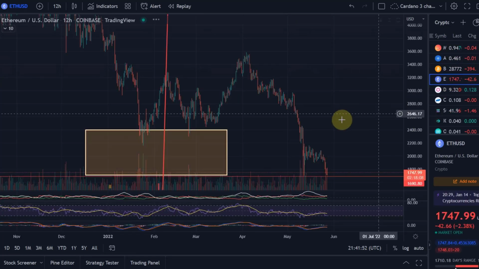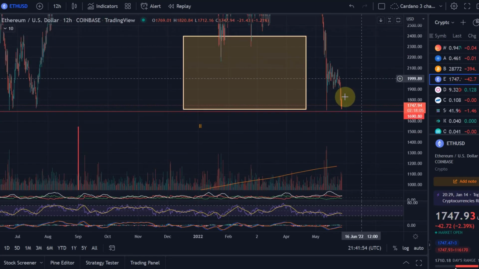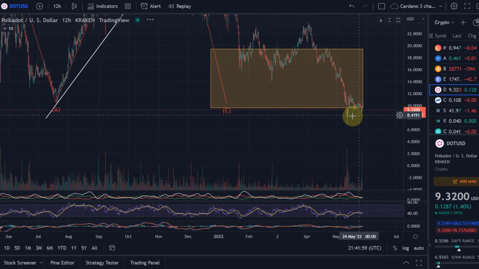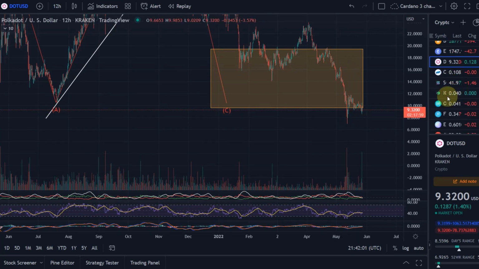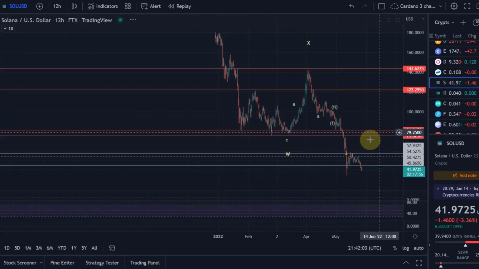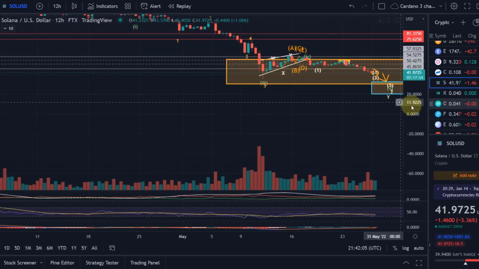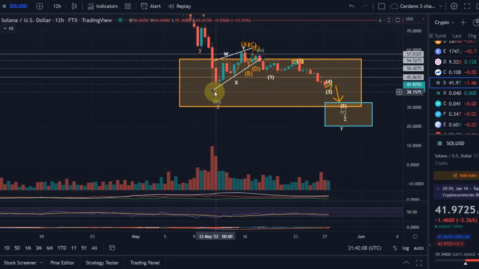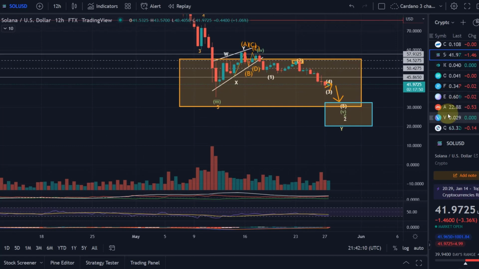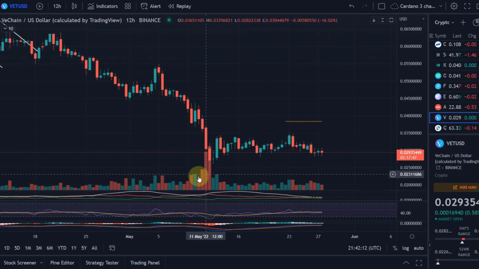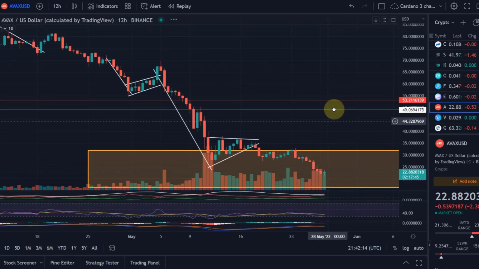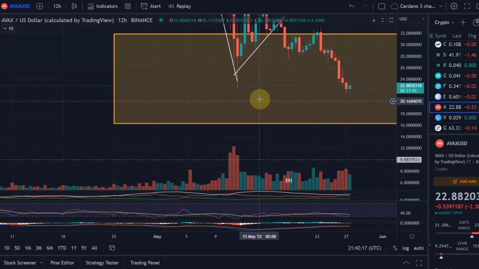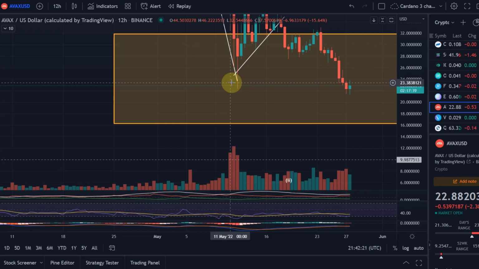And let's take a look at Ethereum. It also hasn't dropped below that level. And overall, the Ethereum chart, nothing to worry about anyway. Polkadot also hasn't dropped below the low from the 12th of May. Solana also hasn't dropped below the low from the 12th of May. Let's check VeChain. Also hasn't dropped below that. So only AVAX has dropped below the low from the 12th of May. It just shows the weakness in the chart. It's just an additional signal.